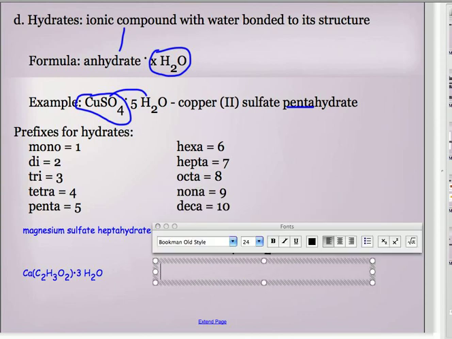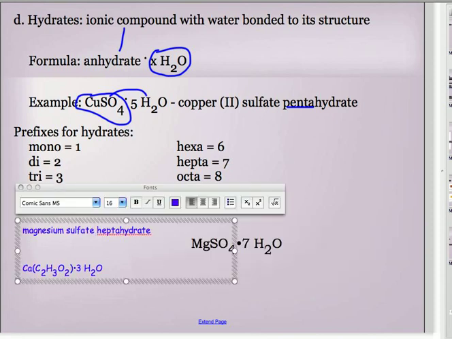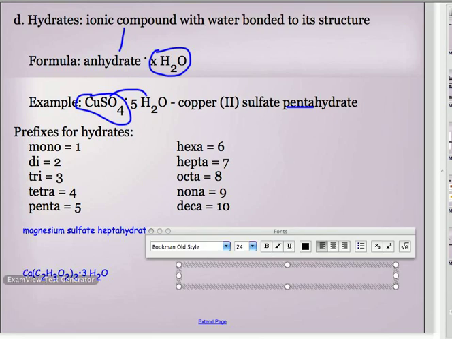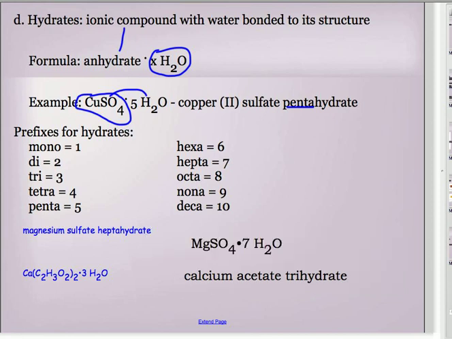And last one here. Again, oh, wait, hold on. I need to fix something. I typed this in and I didn't type the subscript in. Let me just do that. All right, this is better now. So we have this first part, which is the anhydrate, and then we have the hydrate on the end here. So if we're going to do the name, we just do it normally. We look up Ca, and it's calcium. You look up C2H3O2, which is acetate. And then we have 3 waters, which if we look at our prefix, is trihydrate. So our name is calcium acetate trihydrate.